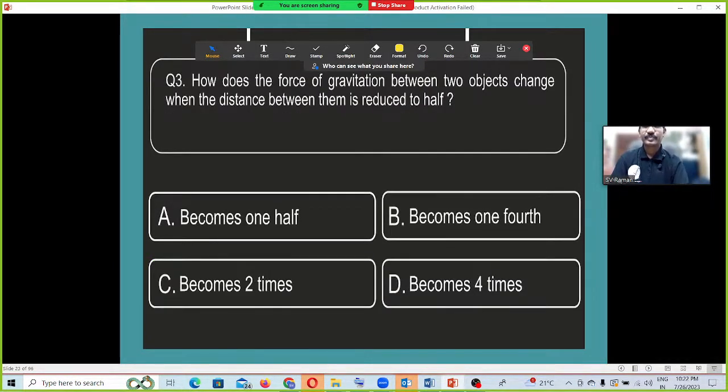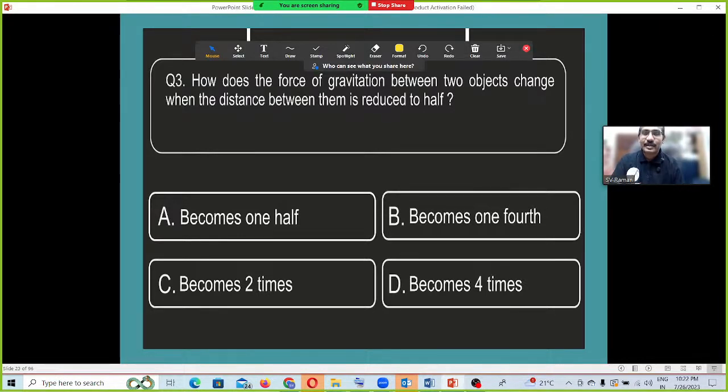Now, how does the force of gravitation between two objects change when the distance between them is reduced to half? Yes, Aryan, very good evening. I am so nice to see you. The same classroom, you might feel so easier. Yes. How does the force of gravitation between two objects change when the distance between them is reduced to half?